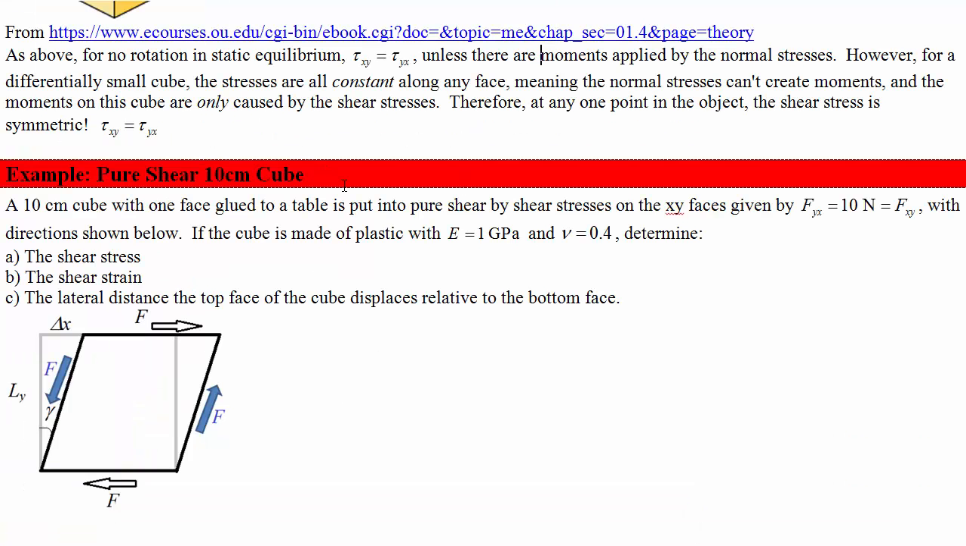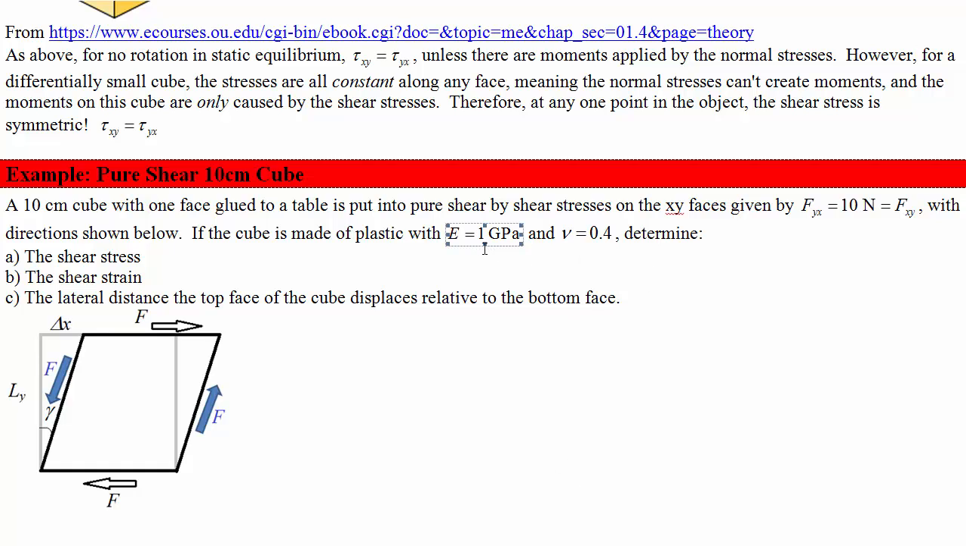Let's do an example: pure shear of a 10 centimeter cube. We're going to take a 10 centimeter cube that has one face, the bottom face, glued to a table and put it into pure shear by shear stresses on the xy faces. So Fyx equals 10 newtons equals Fxy, meaning that the forces in this picture, with the distance here really exaggerated, are all equal to 10 newtons. If the cube is made of plastic with these parameters, determine the shear stress, shear strain, and the lateral distance the top face of the cube is going to displace relative to the bottom face. So determine delta x, that is.